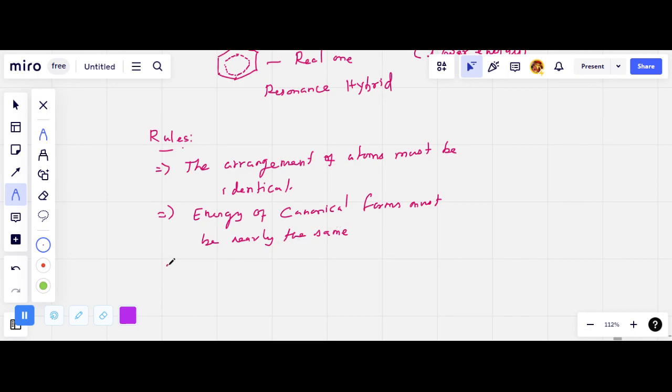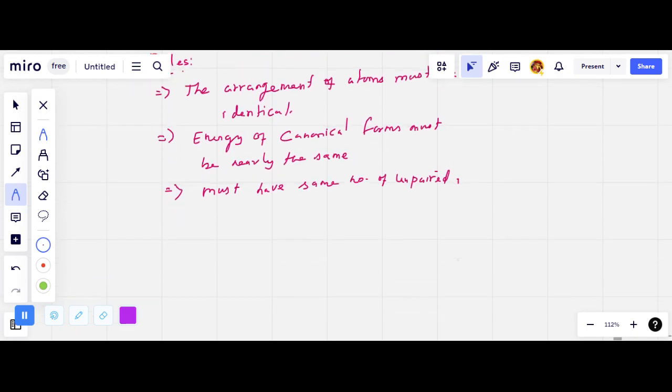Next, each canonical form must have the same number of unpaired electrons. So these are the rules for writing resonance structures.